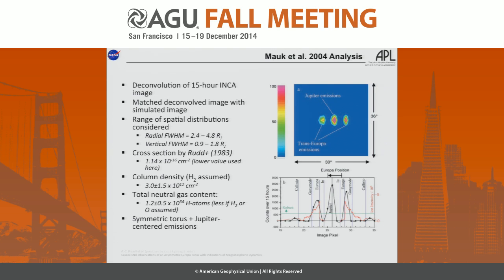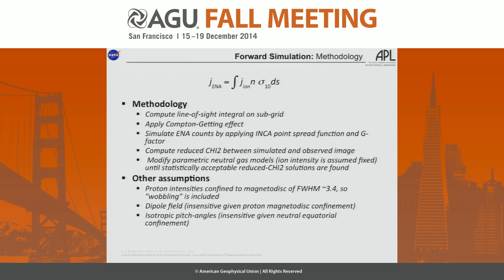And basically, they had to assume a symmetric torus and also Jupiter-centered emissions to fit the images. So in this work, the methodology is almost the same, but with one big difference. We include the INCA point spread function already in the forward model. So we do the point spread convolution on the ENA image, and we compute the ENA counts from that. So we simulate an ENA counts image and compare it directly to the untouched count image observed by INCA.